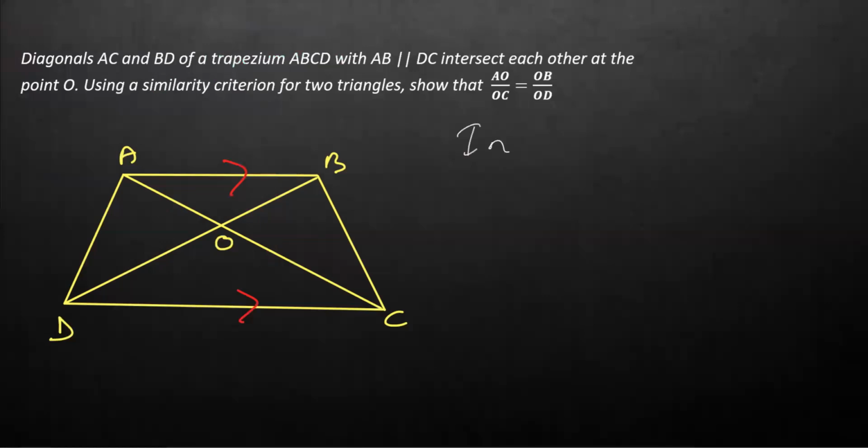The triangles considered will be triangle AOB and the other triangle is triangle COD. Check here, these two lines are parallel, so we can write these angles. As you can see, this and this are forming an alternate interior angle. So say this is angle 1, it will be equal to the other angle 2. That means here angle 1 is equal to angle 2.